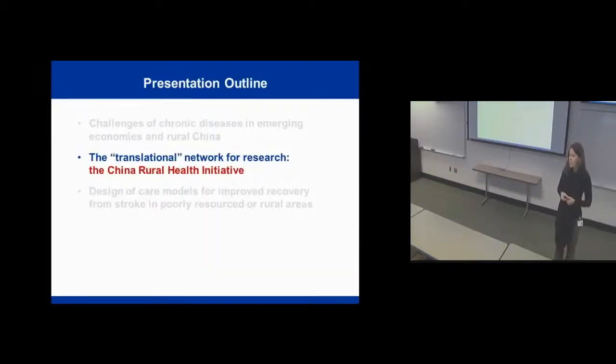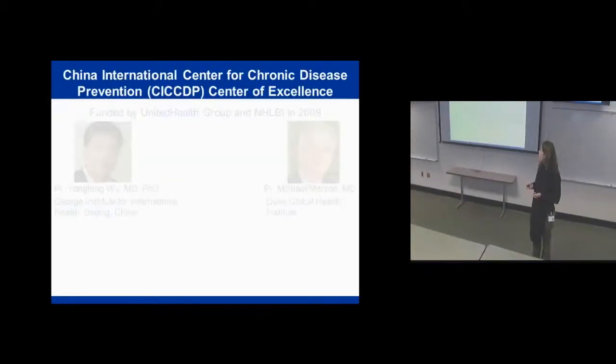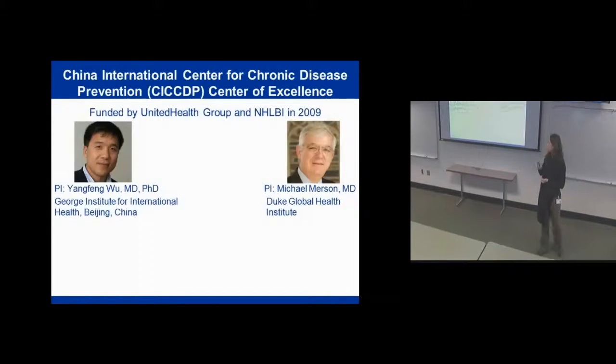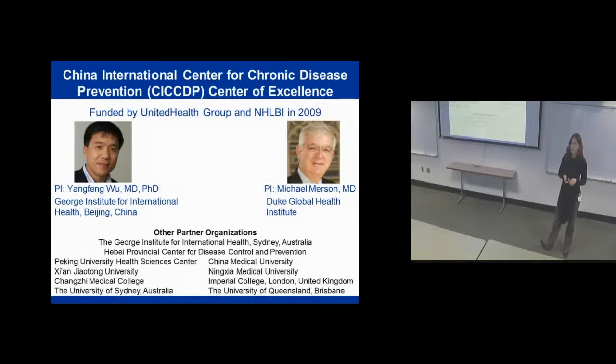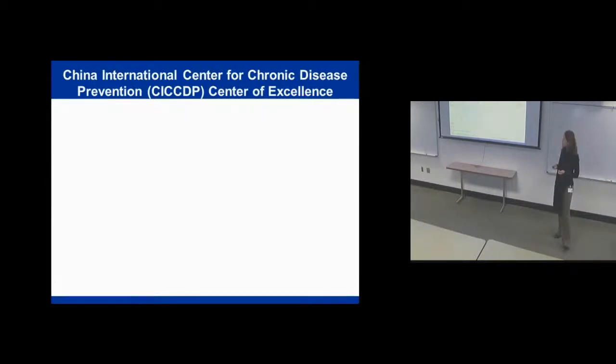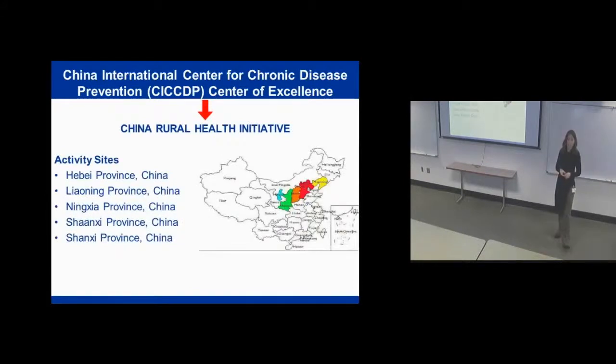So what I want to transition to is this translational network that DGHI was a great part of, because in 2009, Dr. Merson and Professor Wu were funded by NHLBI and the United Health Group as one of 11, I think, centers of excellence to address chronic disease. What was really important in the partnership that they had formed between a developing and a developed nation was that they engaged many partners in China to be able to discuss how do we better address chronic disease. And through this work, they launched the China Rural Health Initiative.